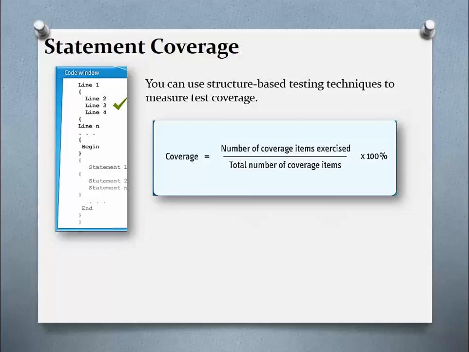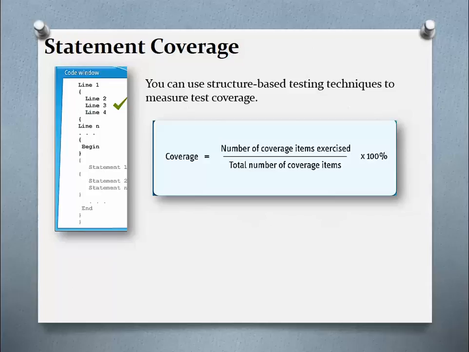For example, you have written a program that has 20 statements. You have created a test set that covers 13 of the 20 statements, which means the test coverage is 65%. This percentage value helps you to determine whether you would need additional test cases to cover the remaining statements. The coverage should ideally be 100%.